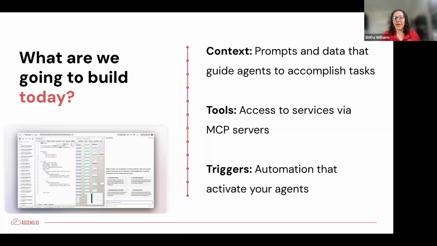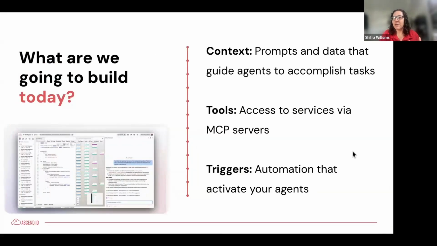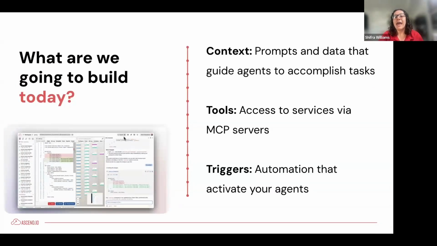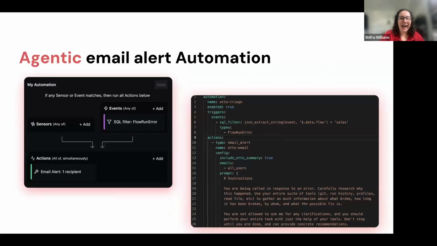Well, we're going to have a prompt fed into the AI, and that's going to be some context that we give to the AI. And we're also going to have tools where the AI is going to have access to be able to send an email and also to gather information in order to send that email. Maybe it's going to look at our pipeline run history. It's going to look at what's in our code. And the trigger is this automation that's going to activate our agent.